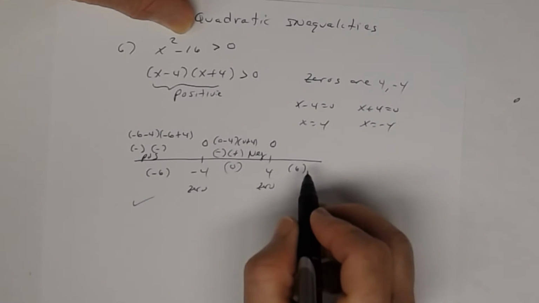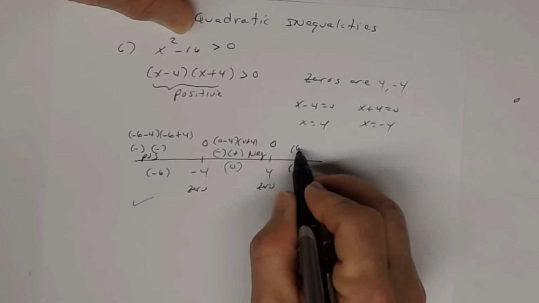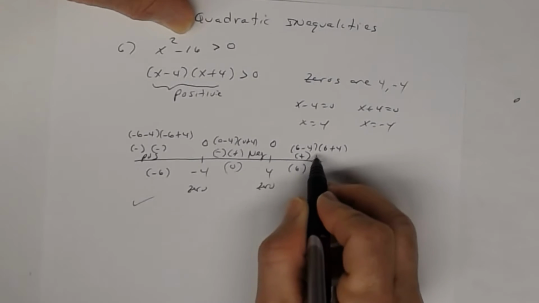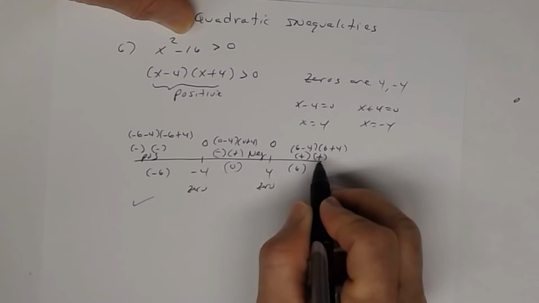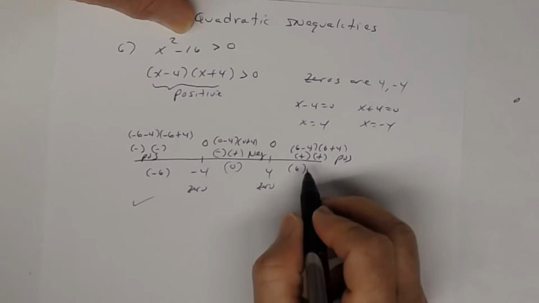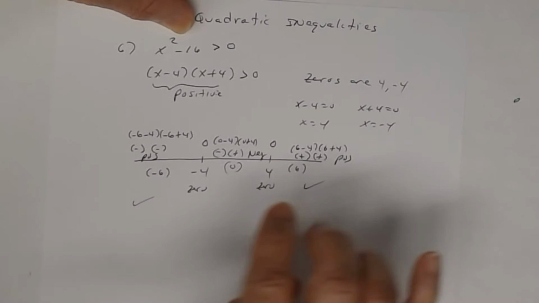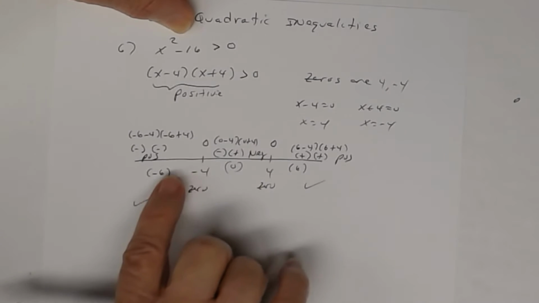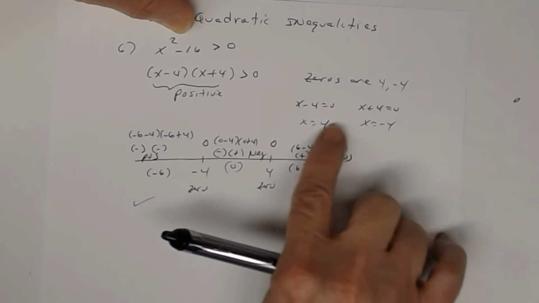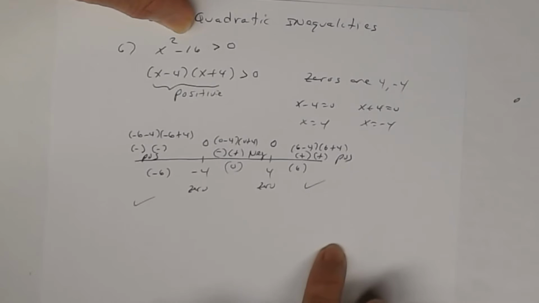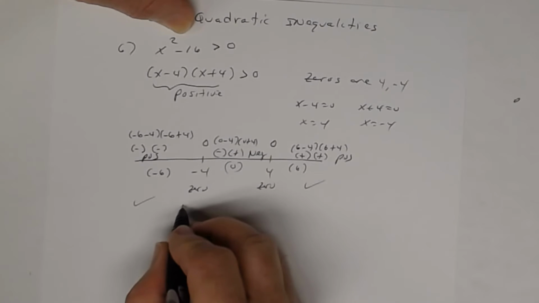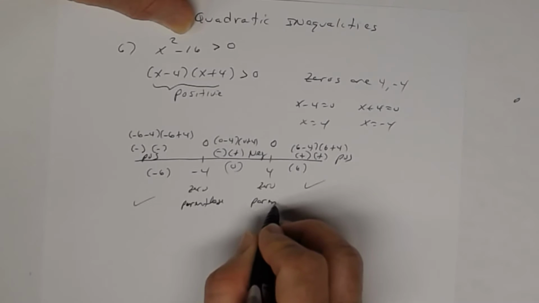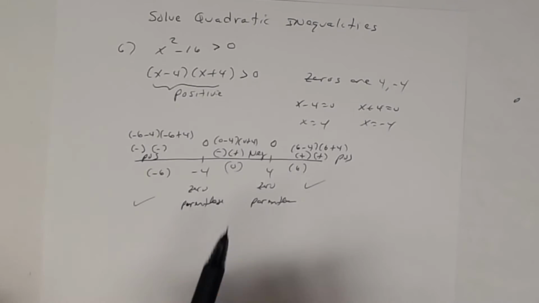If x is 6, I get 6 minus 4, 6 plus 4. Well, 6 minus 4 is positive. 6 plus 4 is also positive. A positive times a positive is a positive. Is that something I want? The answer is yes. So those are my two intervals. Now, there's no equal sign, right? So when you use those two zeros in your interval notation, you're going to have to use parentheses, because there's no equal sign there.